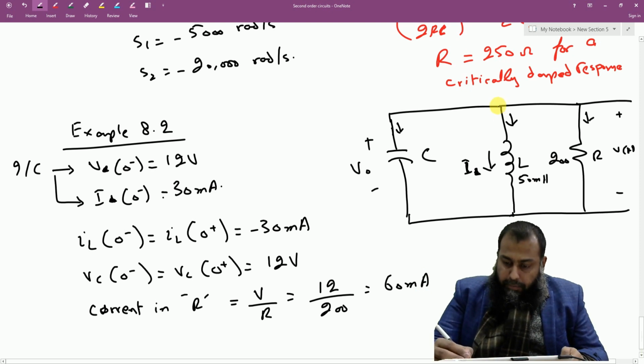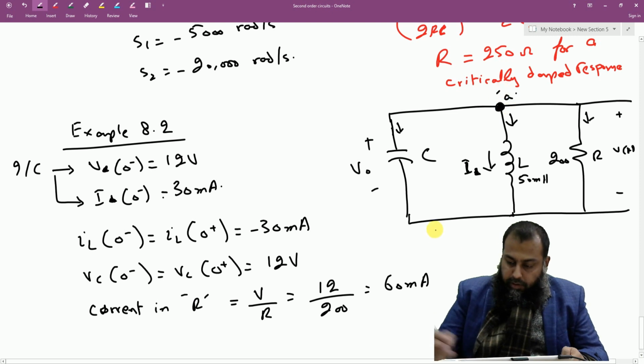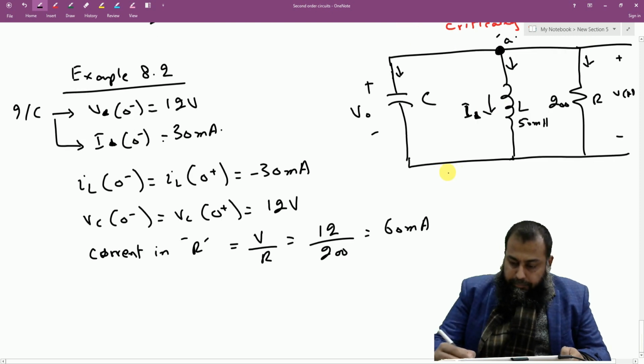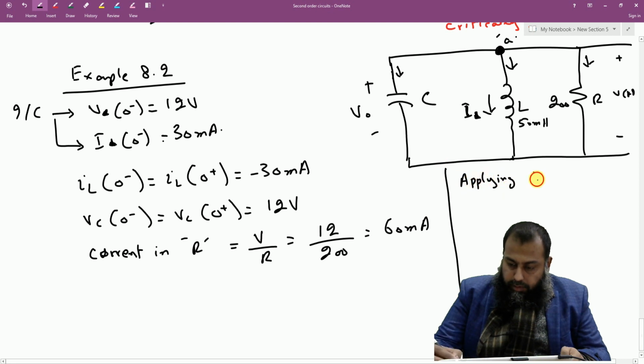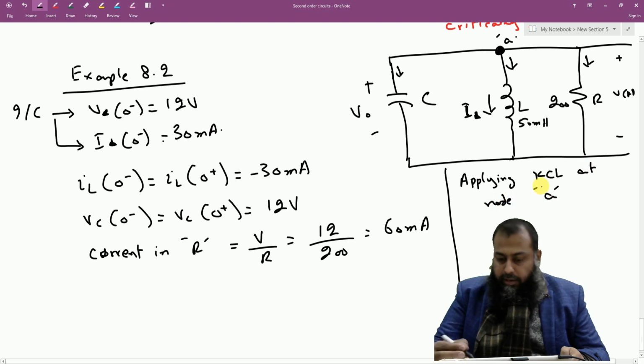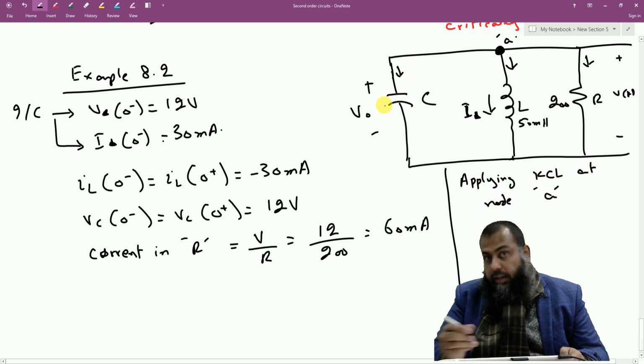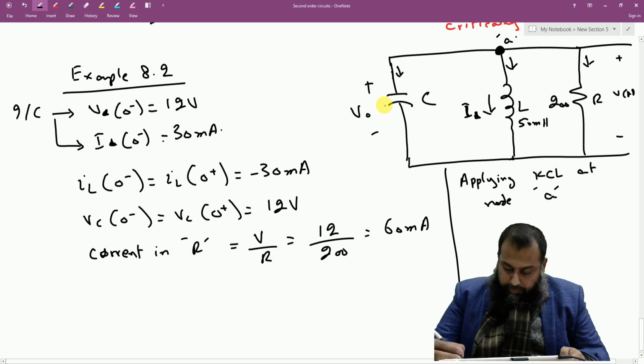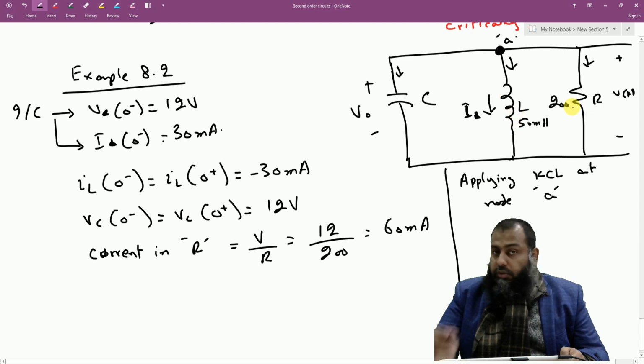Now we have to apply the KCL here. Let us say this is node A. So applying the KCL at node A will provide me the current which is flowing through this capacitor C. So the inductor current minus the current which is flowing through the resistance gives us the value of the capacitor current.